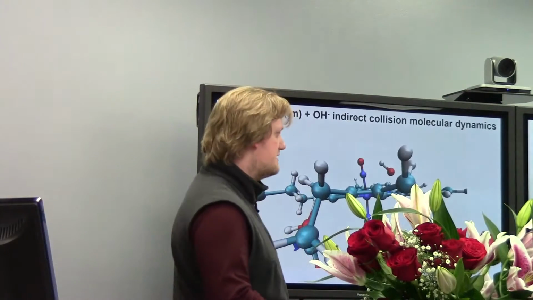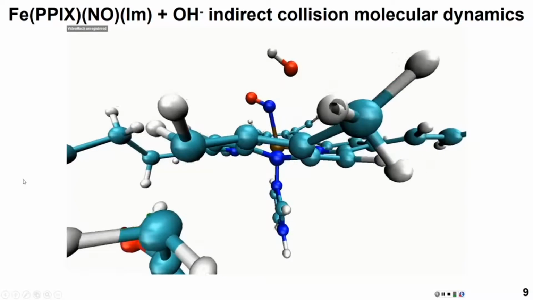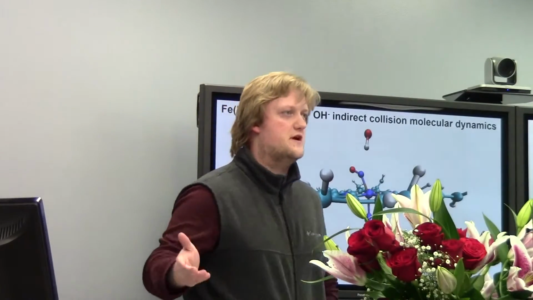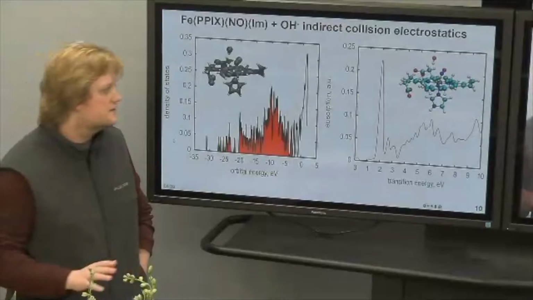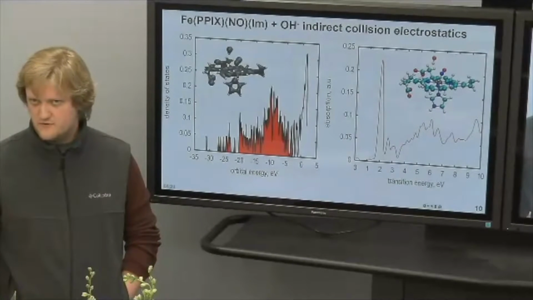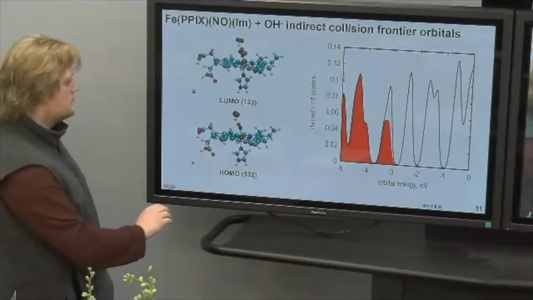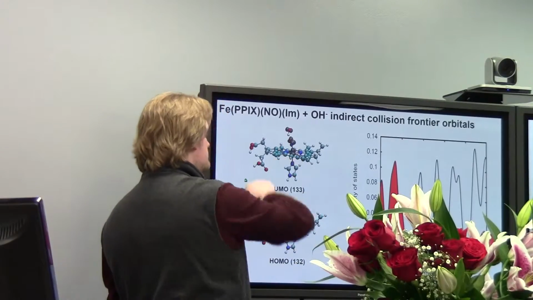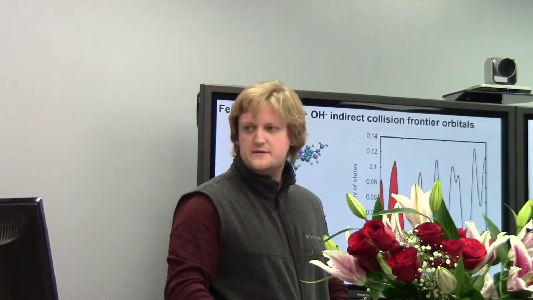All right, so let's look at a molecular dynamics simulation where the hydroxide kind of grazes by the NO. As you can see, we don't get a reaction. That may not be entirely surprising. But when we look at the electronics, it will differ from the model I had shown you before. So here, in our HOMO, we have charge density now on the hydroxide, whereas the LUMO once again has some charge density on the nitrosyl ligand.